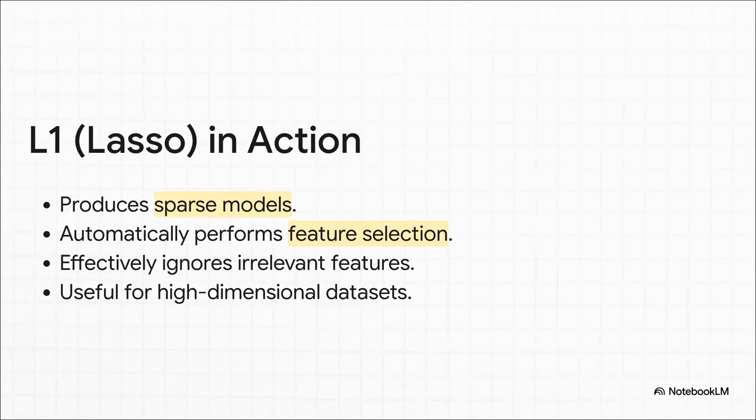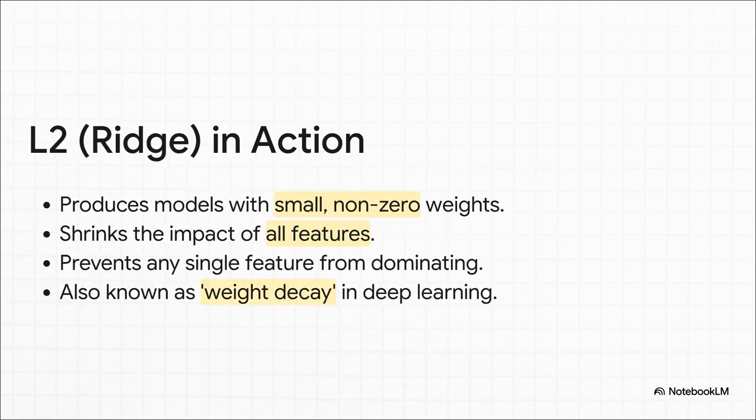So the result of L1's strict editing is what we call a sparse model, one where a lot of the feature weights are literally 0. This is incredibly powerful because it does automatic feature selection for you. It tells you which features the model thinks are important and which are just noise, making your model so much simpler to understand.